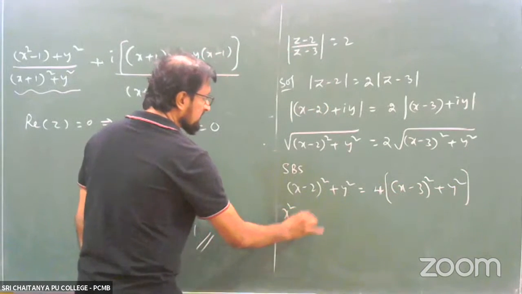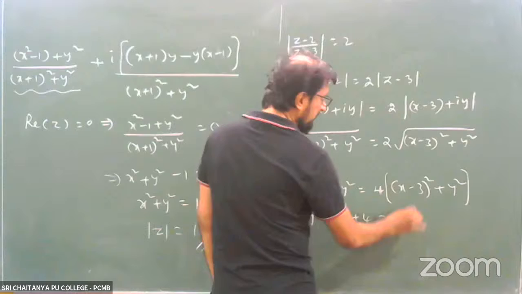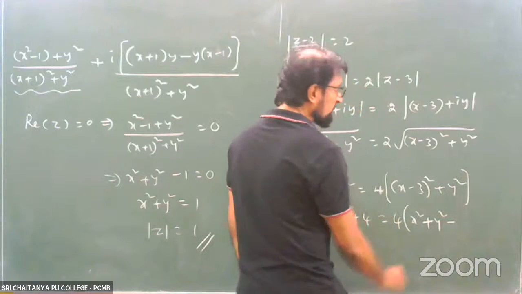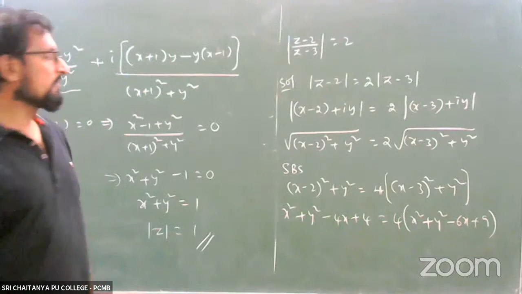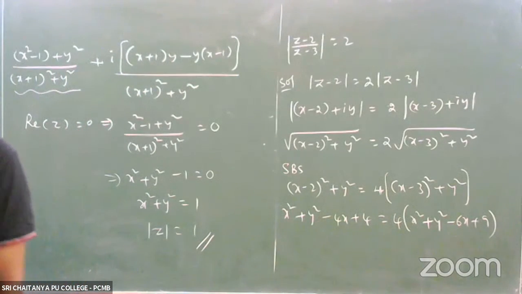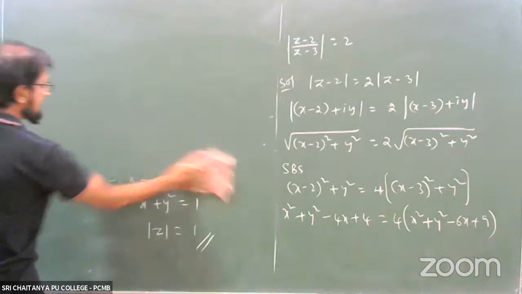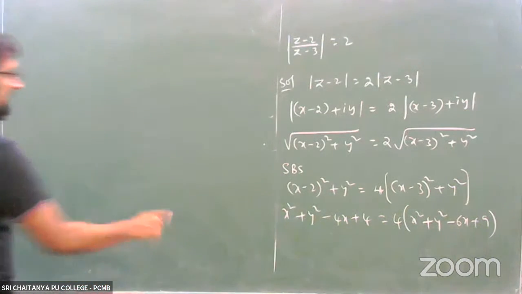x square plus y square minus 4x plus 4 is equal to 4 into (x square plus y square minus 6x plus 9). Right? If you simplify this, you are going to get a circle, right? 3x square plus 3y square like that. And I think you know, in a circle, the center is equal to (minus g, minus f) and the radius is equal to root of g square plus f square minus c. Right? Simplify this one.